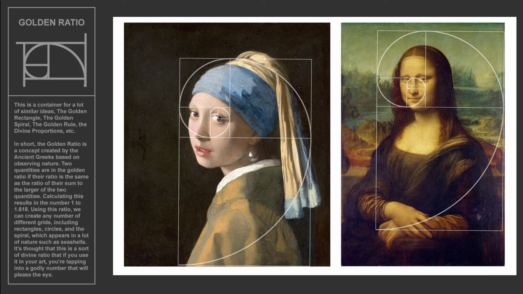So calculating this results in the number 1 to 1.618, and I'll show you an example of that in a second. But using this ratio, we can create any number of different grids, including rectangles, circles, and the spiral, which appears a lot in nature, such as seashells. It's thought that this is a sort of divine ratio, that if you use it in your art, you're tapping into some sort of godly number that will please the eye.